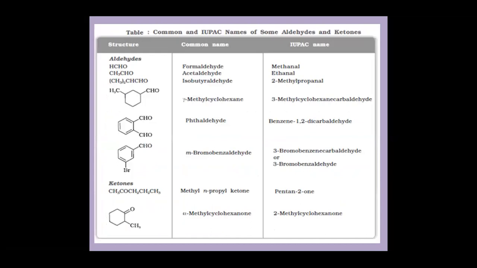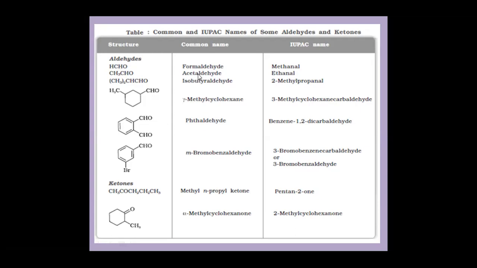Nomenclature of aldehydes. According to the common system, aldehydes are named by replacing -ic acid of the corresponding carboxylic acid by aldehyde. If you take the example of formic acid, HCOOH, the aldehyde is short of one oxygen, HCHO. So the -ic acid of formic acid is replaced by aldehyde, giving formaldehyde. Similarly, acetic acid is CH3COOH, and this is CH3CHO, short of one oxygen atom. It is derived from acetic acid, -ic acid is replaced by aldehyde.